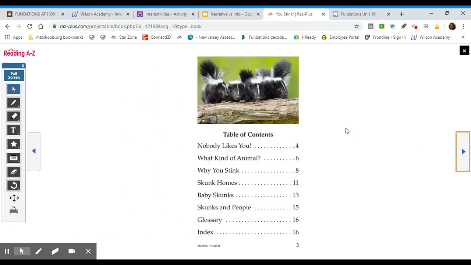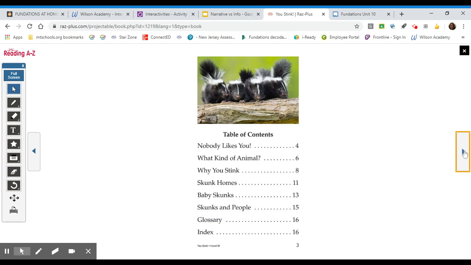When I go over here, I see a table of contents. Table of contents you most often will see in an informational text. And it has different page numbers where you can find information on different topics. So here I have nobody likes you, what kind of animal, why you stink, skunk homes, baby skunks, skunks and people, and a glossary and index. And a glossary and index are also different parts of a book when it's informational that you will find.